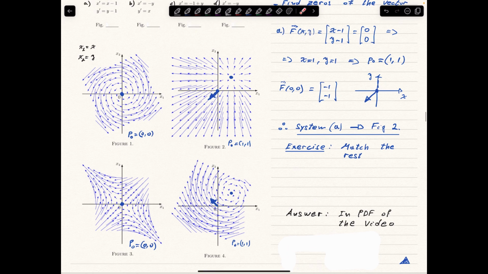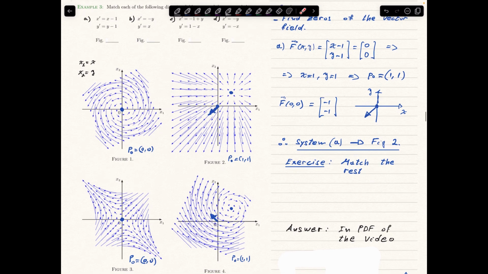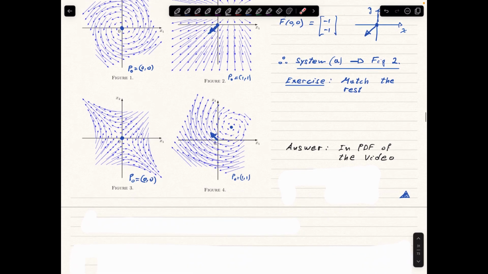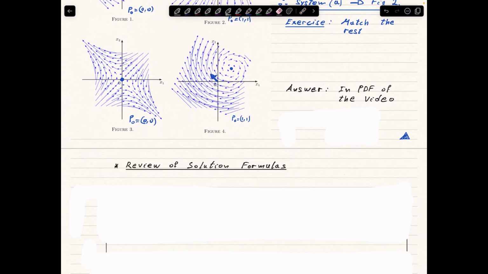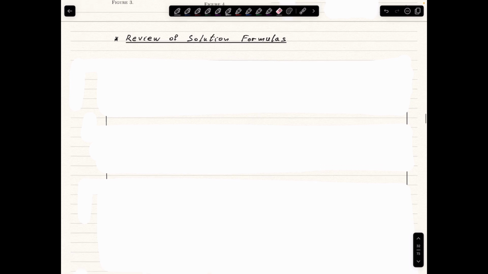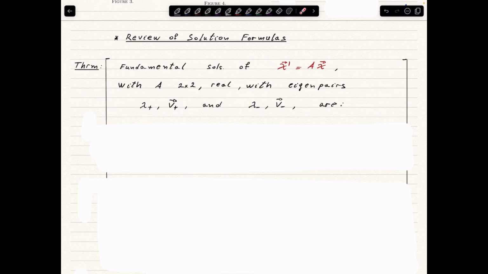Okay, so that's essentially all we wanted to say about vector fields, direction fields, and of a system of differential equations. Now let's move on to phase portraits. And in order to do that, we need to review the solution formulas from previous videos. Recall that when you have a system of linear differential equations like this, constant coefficients, homogeneous, 2 by 2, in order to find solutions of this equation, we need to compute the eigenvalues and eigenvectors of the coefficient matrix A.